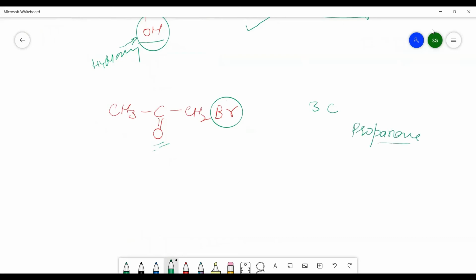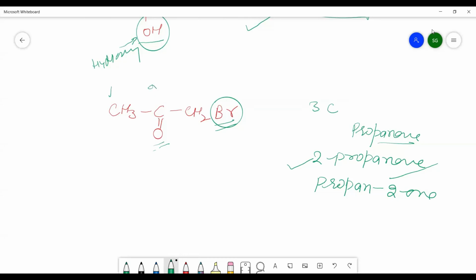Propanone. Now what will be that? It is 2-propanone. 2-one means 2-propanone or propane-2-one. Both are correct. दोनों करेक्ट है. अब हम देखते हैं कि what will be the position of Br.